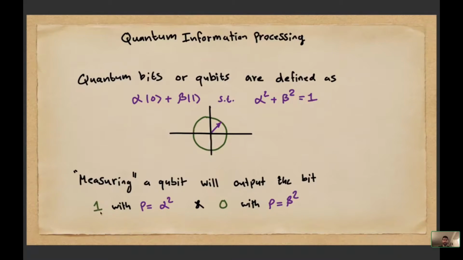Well, the probability of seeing 1 is going to be equal to just alpha squared, the amplitude squared. And the probability of seeing the bit 0, these are transposed, this should be 0 and 1, will be beta squared. That's why it's important that when you square them and sum them, you get 1, right?